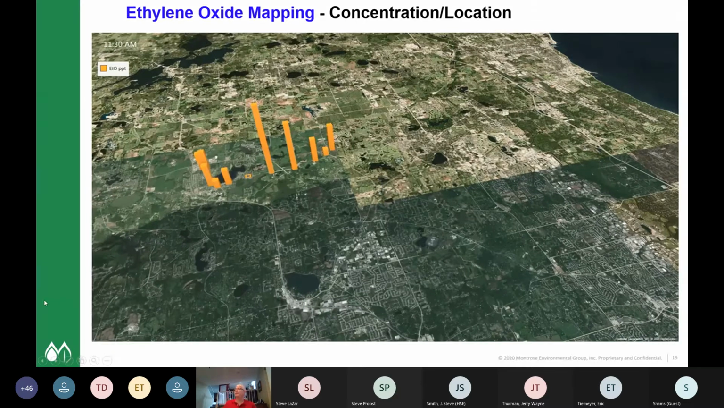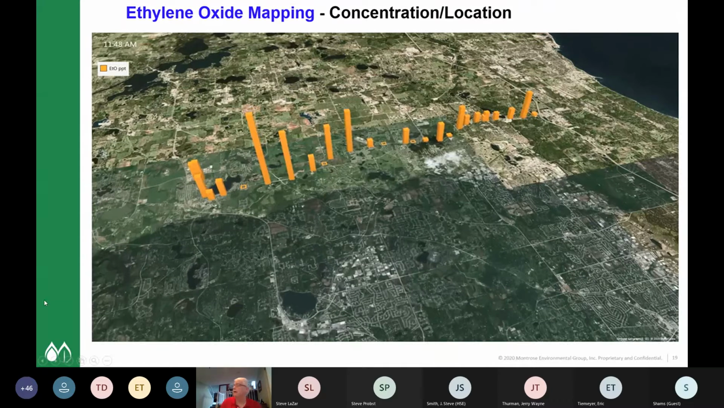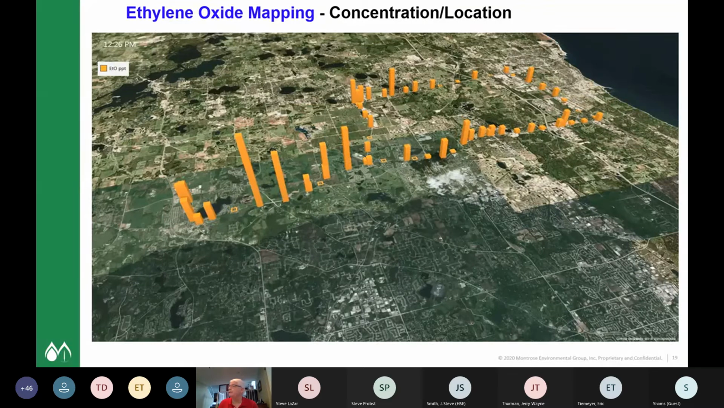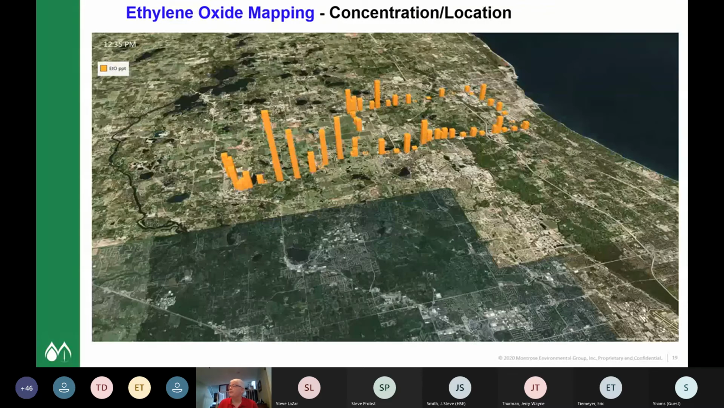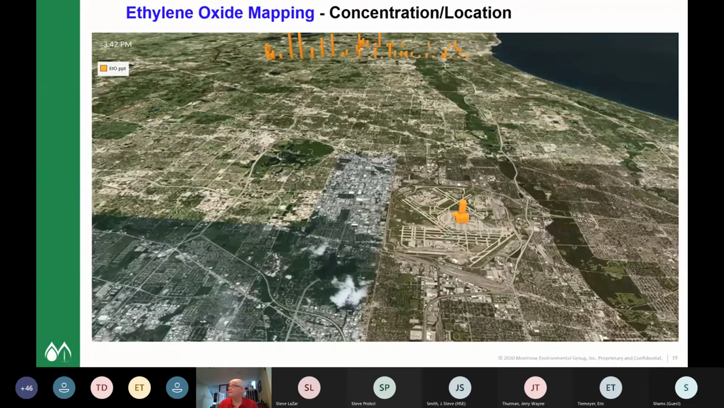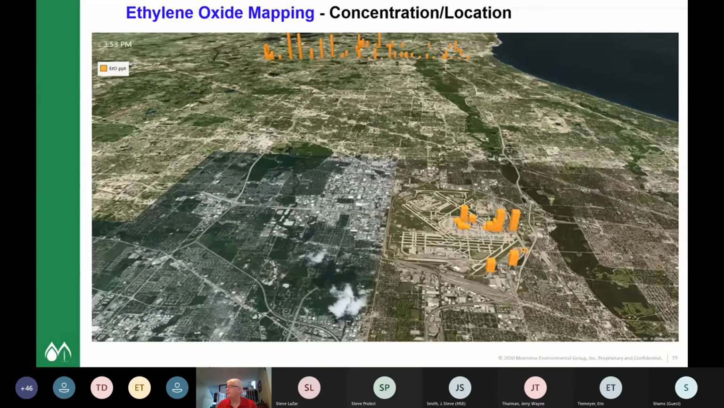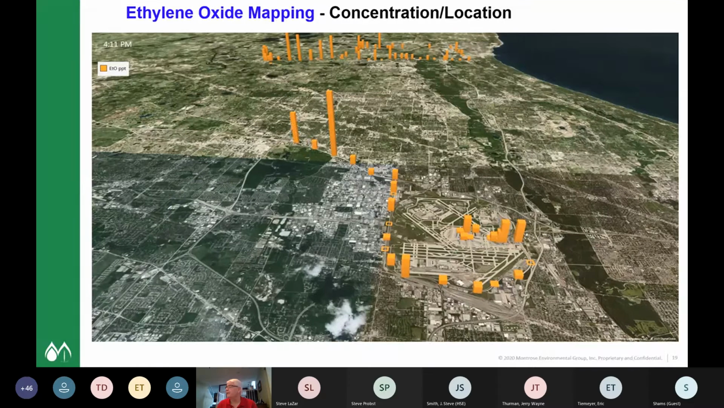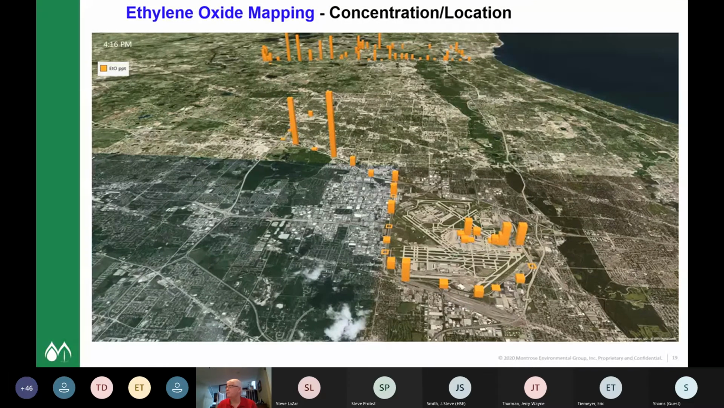So this is a real-time plot of ethylene oxide as we are driving. This is on the north side of Chicago. And these are the detection, these are the concentration hits. We're going at 65, 70 miles an hour. And then we ended up going down by the airport to do a little monitoring there as well. And you can see the ethylene oxide map around the airport.